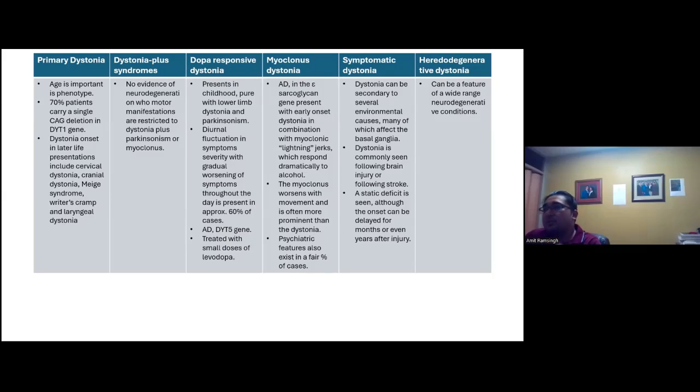Symptomatic dystonia could be secondary to a number of different causes which affect the basal ganglia, and the most common is following a stroke. It's usually a static deficit, so it usually doesn't worsen. However, the onset could be delayed for several weeks or even months or years after the cerebrovascular insult, right?